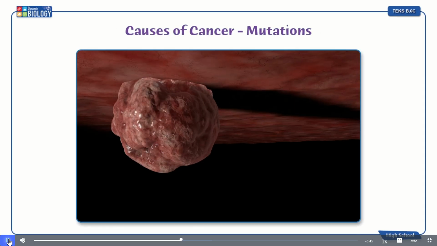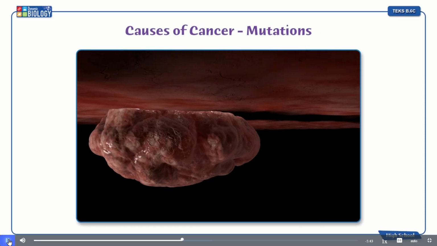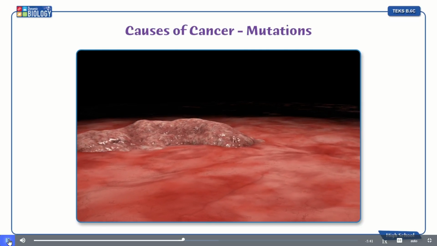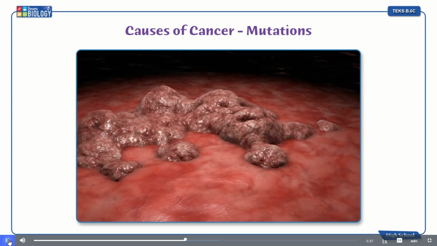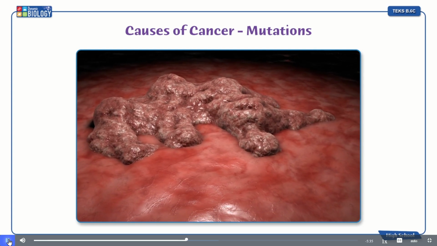A normal cell can become a cancerous one due to changes in the genes that regulate the cell cycle. The changes, called mutations, often occur during DNA replication or mitosis. They damage a cell's DNA, accumulate over time, and eventually result in cancer.